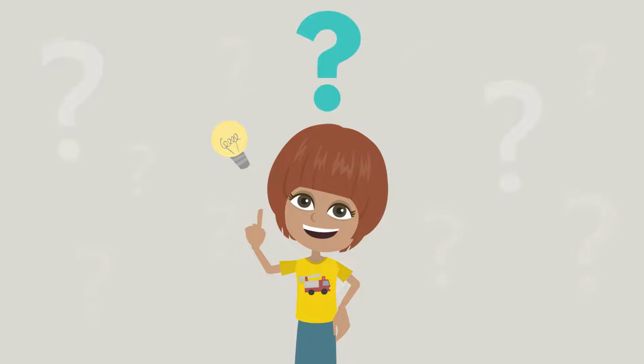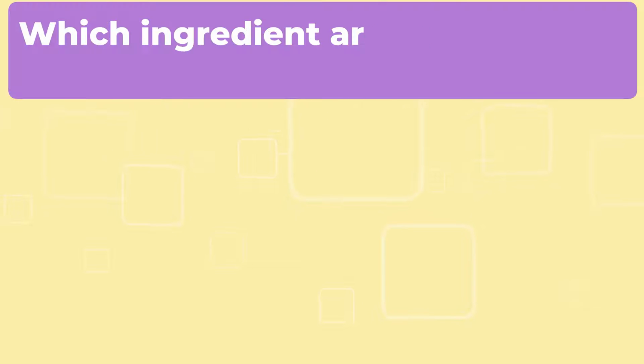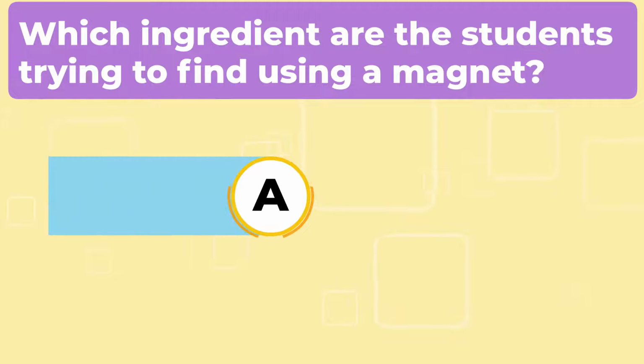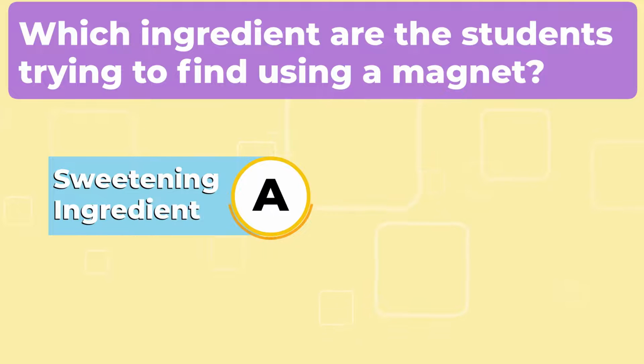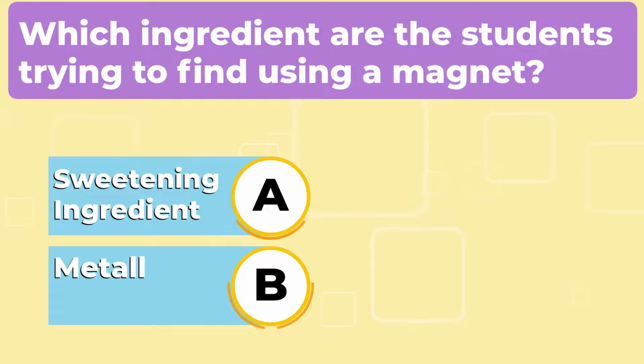Let's look at our options and think about which component they're most likely investigating. Option A. Could it be a sweetening ingredient? Do sweetening ingredients have magnetic properties? Option B. Perhaps it's a metallic nutrient. Would a magnet be an appropriate tool to detect this?